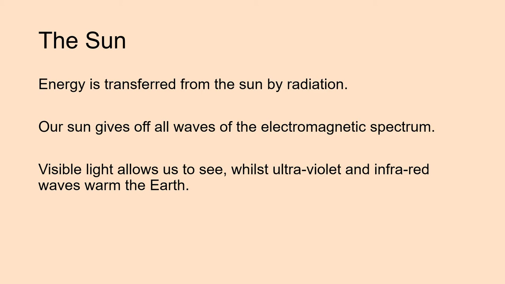Energy can be transferred from the sun by radiation to the earth. Our sun gives off all waves of the electromagnetic spectrum. The visible light allows us to see things, and the ultraviolet and infrared waves warm the earth.